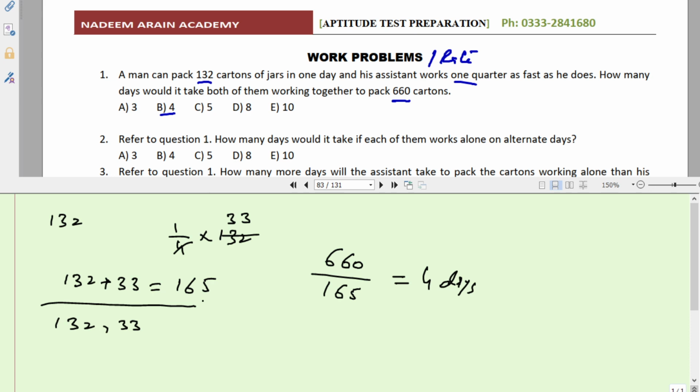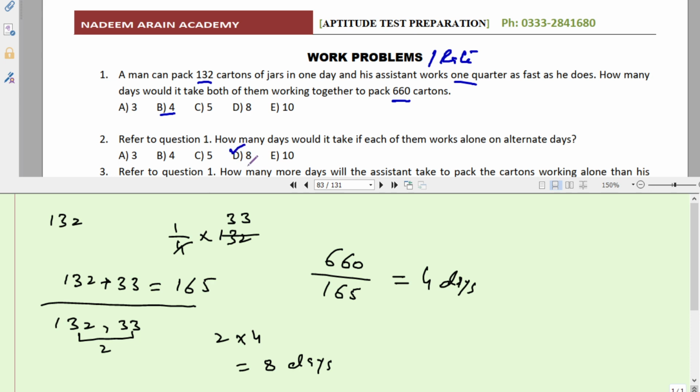So the work they have been doing in one day, now they will be doing in 2 days. Similarly, the work they have been doing in 4 days, they will be completing in 8 days, because this 165 is being done in 2 days now. So these 660 cartons will be packed in 2 times 4, that means 8 days. So these two questions are related to each other. So 8 days is the answer.